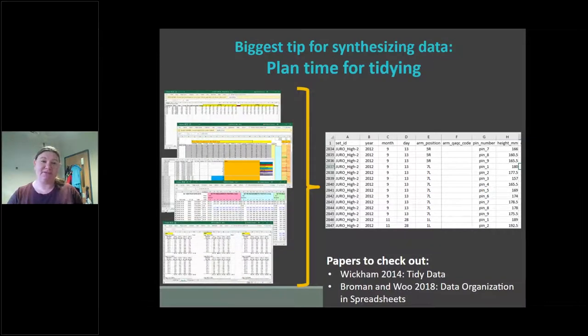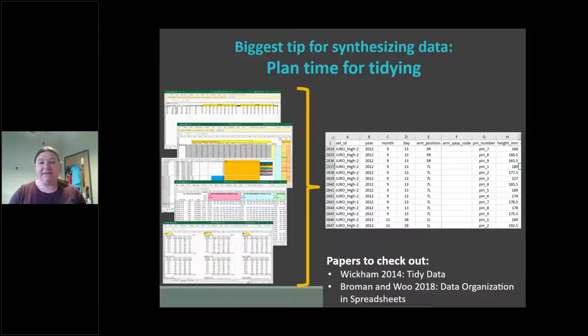We have worked with data from 15 different reserves, and there were 15 different formats that I received the data in. So one of the things we were asked as panelists was to share our tips for synthesizing data, and this is going to come up again. Chris, Peter, and I have had talks about this. Plan time for dealing with these different data formats.